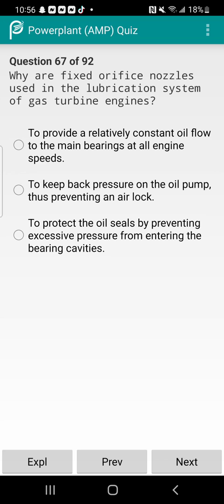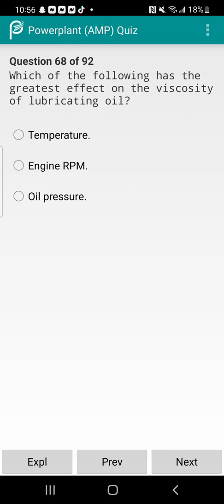Why are fixed orifice nozzles used in the lubrication system of a gas turbine engine? To provide relatively constant oil flow to the main bearings at all engine speeds.